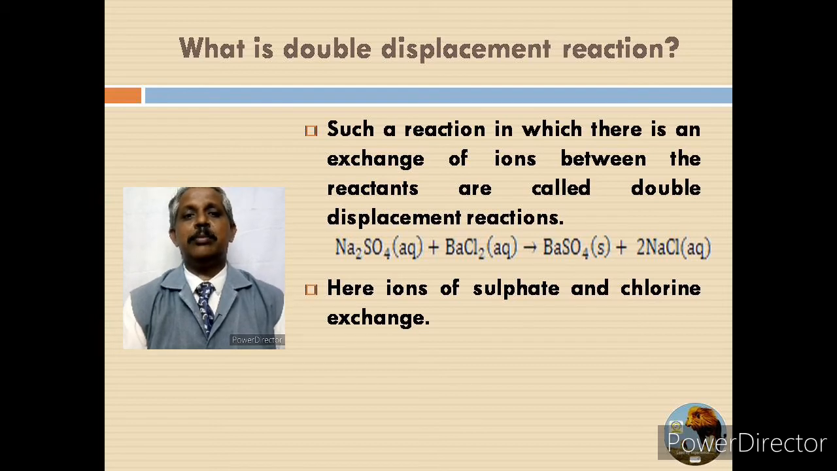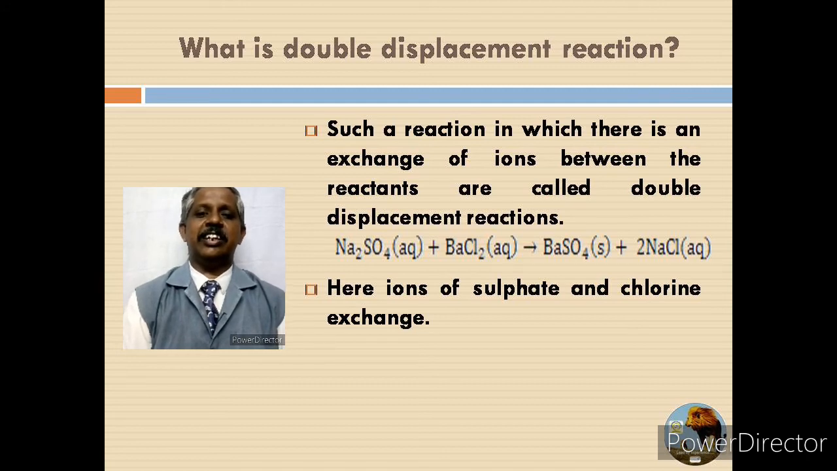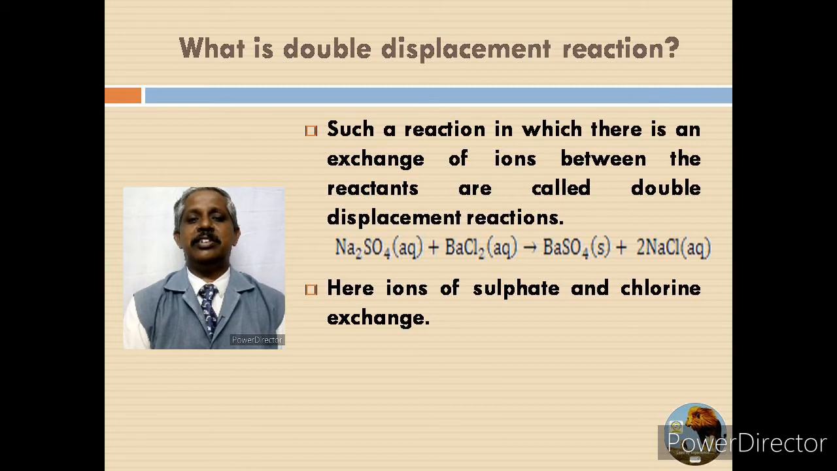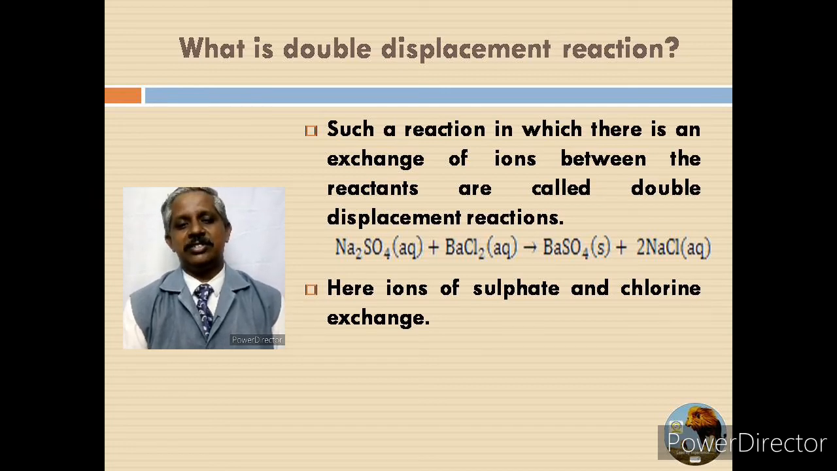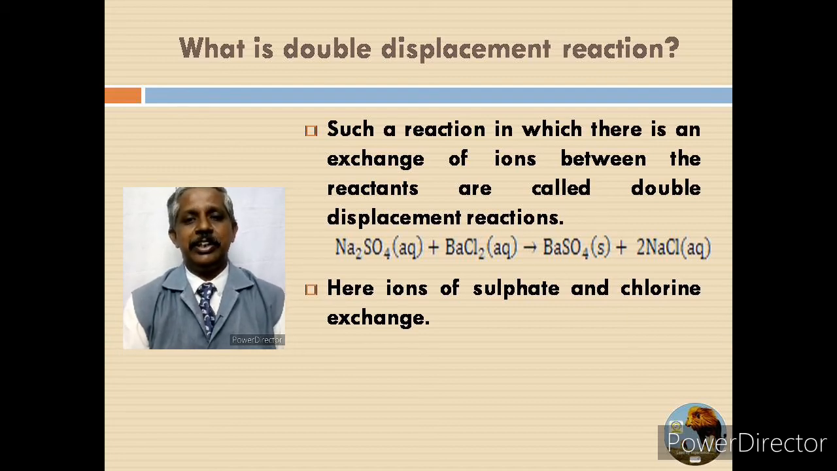What is a double displacement reaction? Such a reaction in which there is an exchange of ions between the reactants is called a double displacement reaction. You see here, sodium sulphate and barium chloride change to barium sulphate with sodium chloride. In both cases there is an exchange of ions. Here ions of sulphate and chlorine got exchanged, and therefore it is a double displacement reaction.